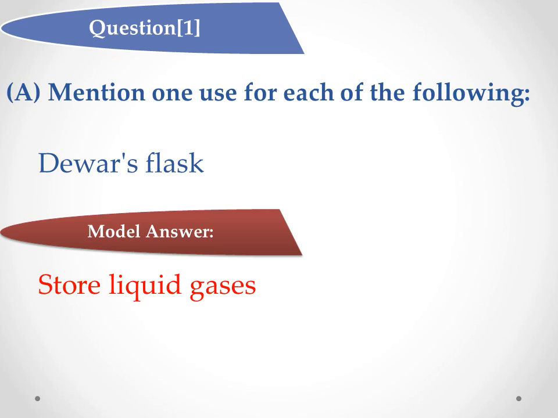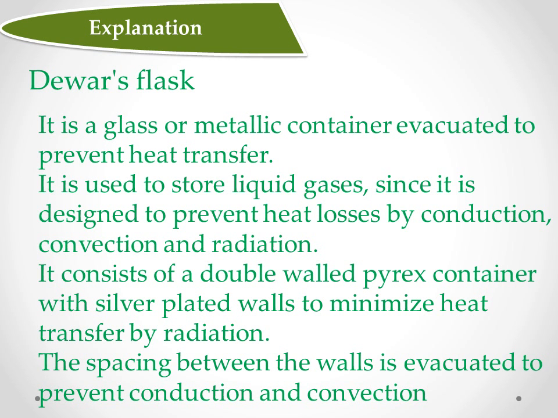Question 1. A. Mention one use for each of the following. Dewar flask. Model answer. Store liquid gases. Explanation. Dewar flask. It is a glass or metallic container, evacuated to prevent heat transfer. It is used to store liquid gases, since it is designed to prevent heat losses by conduction, convection, and radiation.